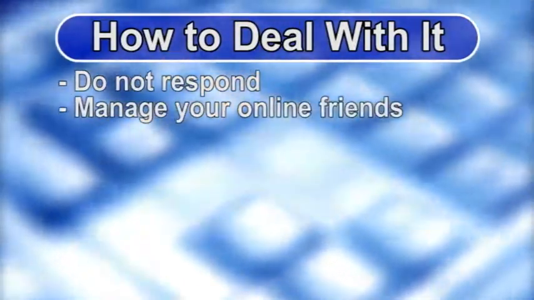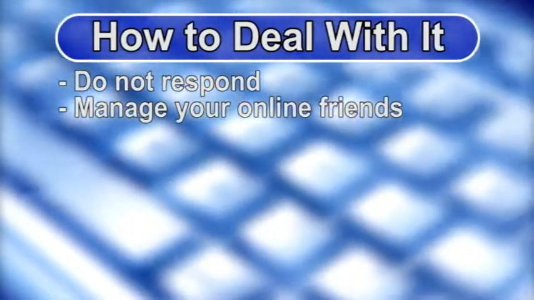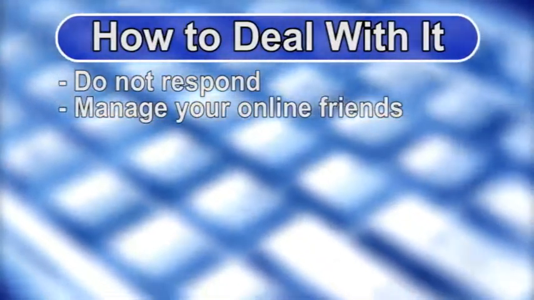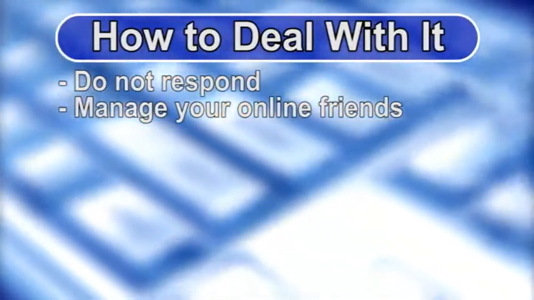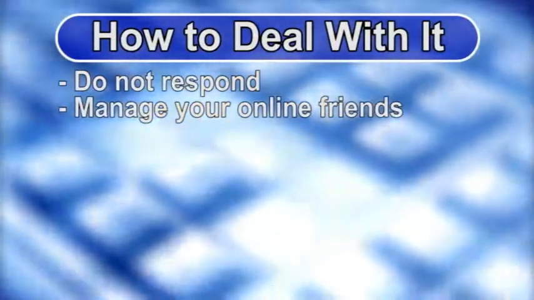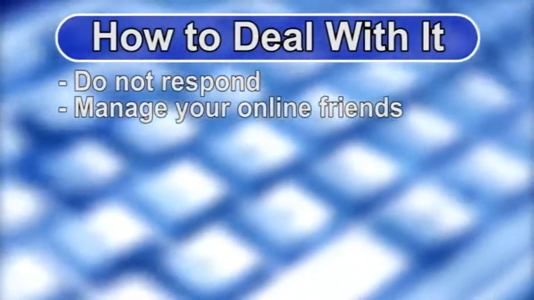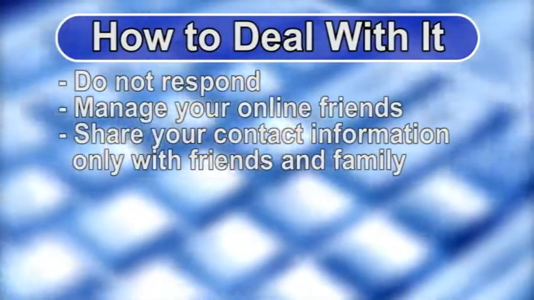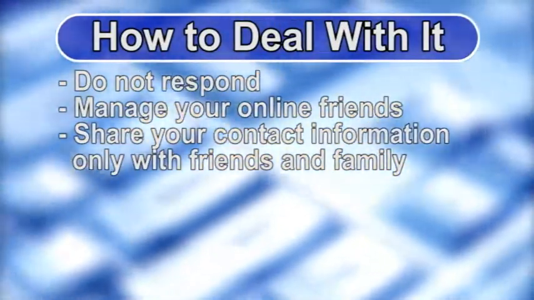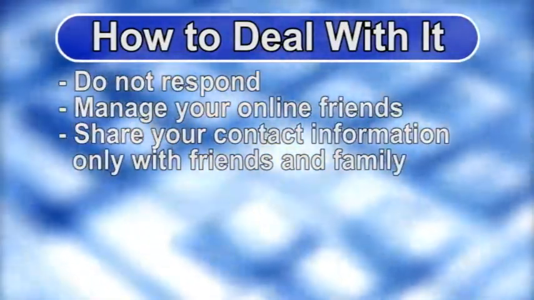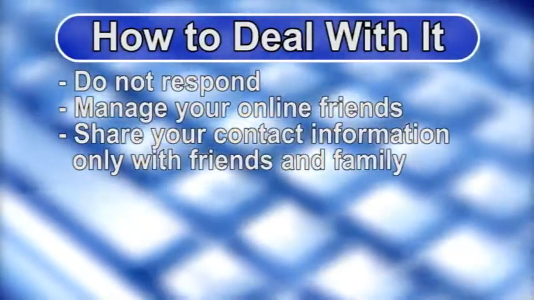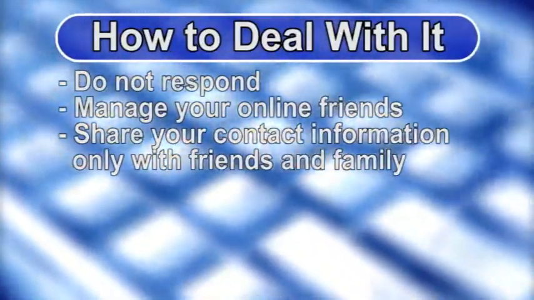Manage your online friends. Include in your circle only those individuals you know that care about you. By leveraging privacy settings, you can limit your circle to only friends, not friends of friends of friends of friends. Share your contact information only with friends and family. If you limit your information, you stand less of a chance of a bully finding you online.